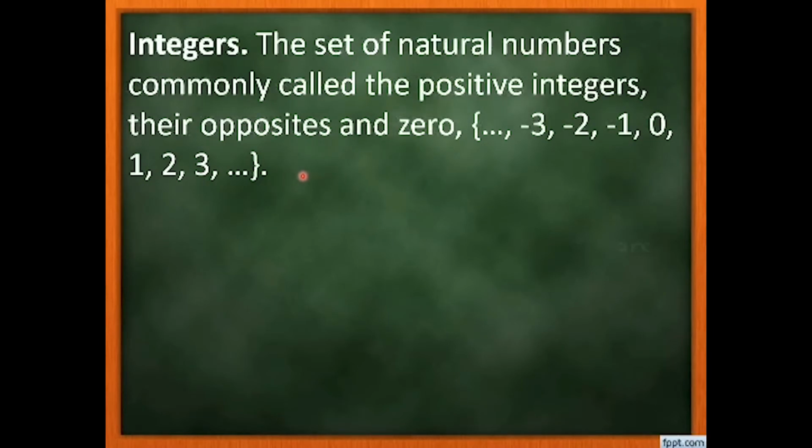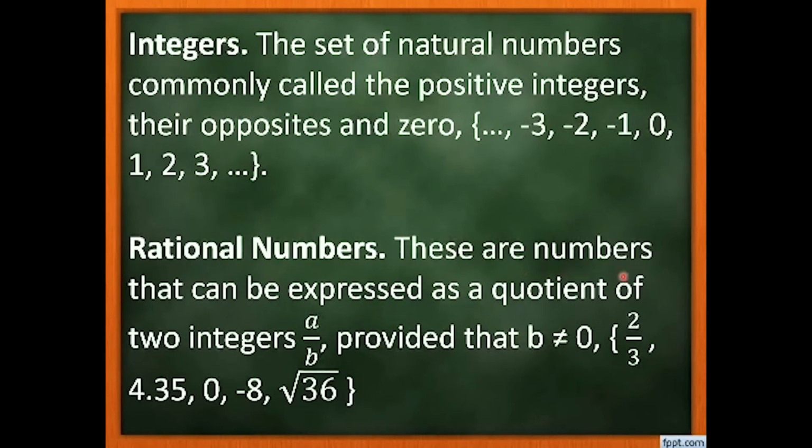For rational numbers naman, these are numbers that can be expressed as a quotient of two integers, a over b, provided that b is not equal to 0. So, in the rational numbers, all the numbers that can be expressed as a fraction or yung sinasabing quotient of two integers, lahat yon ay tatawagin nating rational numbers.